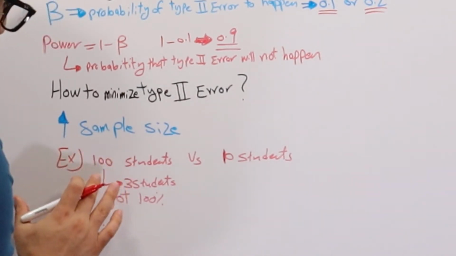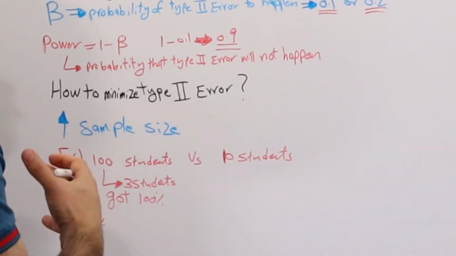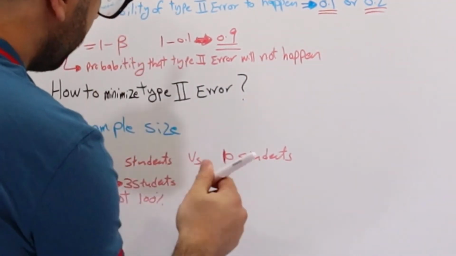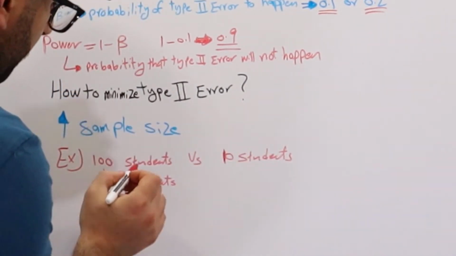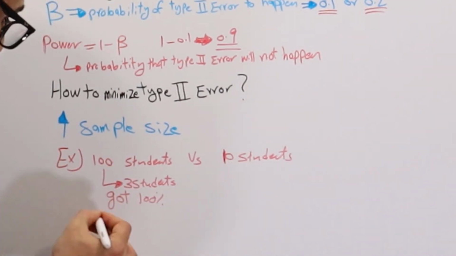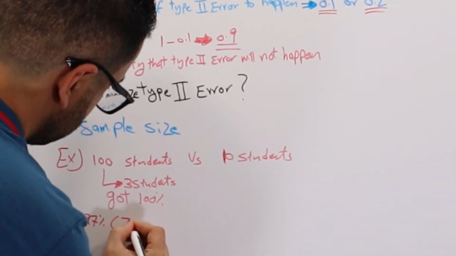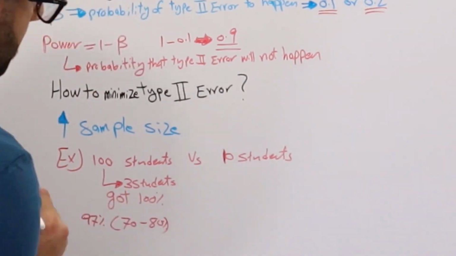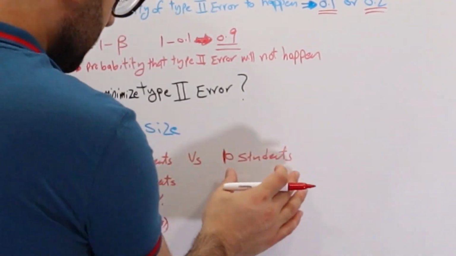So here we have in this research, in this study, 100 students in a classroom, which makes more sense than 1,000. It's hard to have 1,000 in one class. And 10 students in this one. Here, 3 students out of the 100 got 100%. The left 97%, they had between, let's say, 70 to 80%. Okay? In this example over here, in this study, we have 10 students.